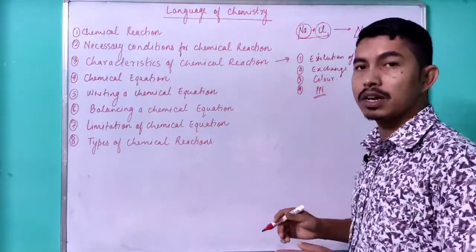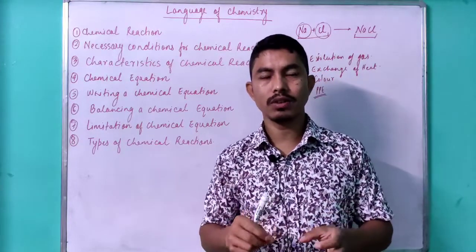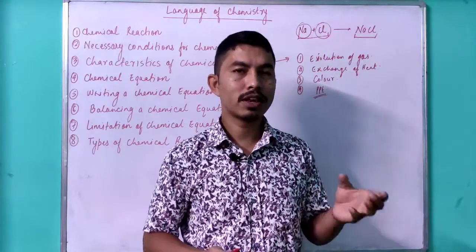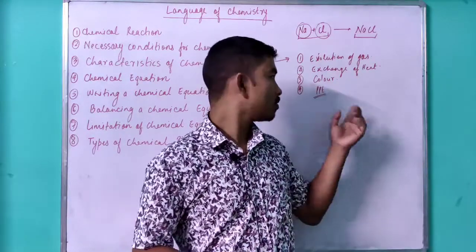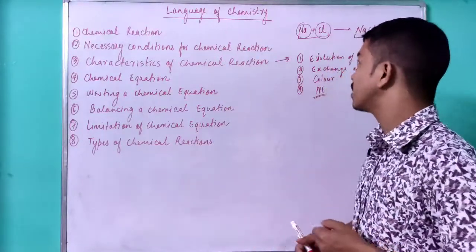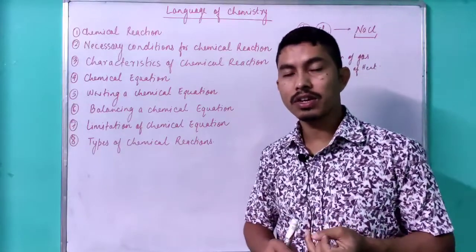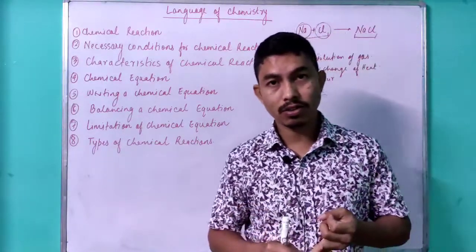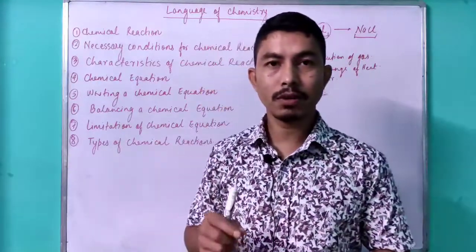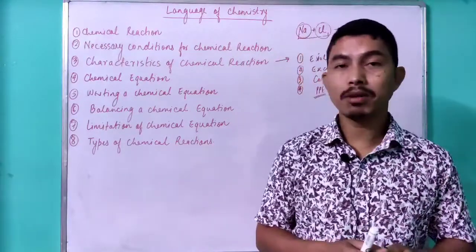Now what is a precipitate? A precipitate means whenever you mix two liquids or two solutions, sometimes insoluble particles are formed, just like the formation of curd. Okay, so those are known as a precipitate. So these are some of the characteristics of a chemical reaction. A chemical reaction may occur with the evolution of gas, the exchange of heat, the change in state also, then the change in color, and maybe the formation of a precipitate as well.